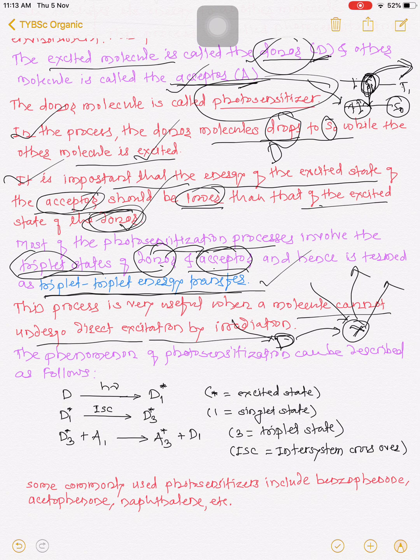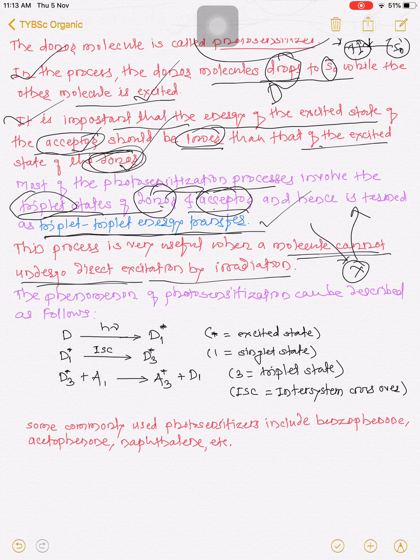So it is in that process only that photosensitization takes place, when a molecule cannot undergo direct excitation by irradiation. So now see, there is only a simple mechanism. The phenomenon of photosensitization can be described as follows by using this simple notation.